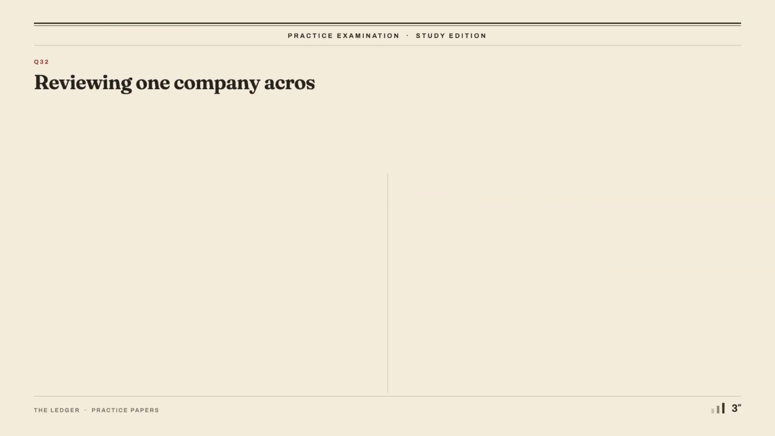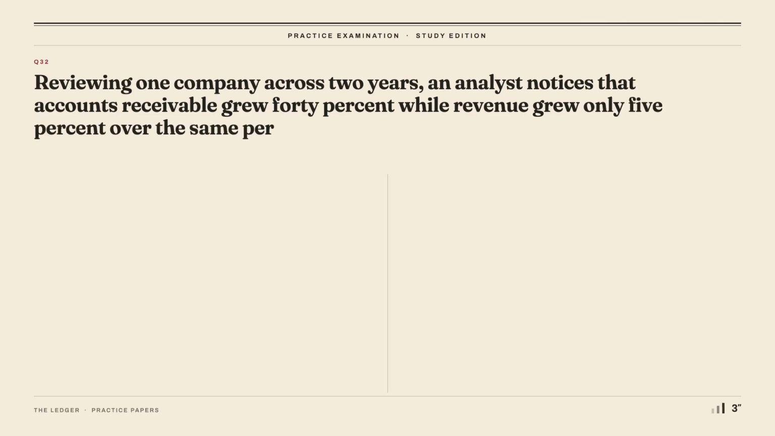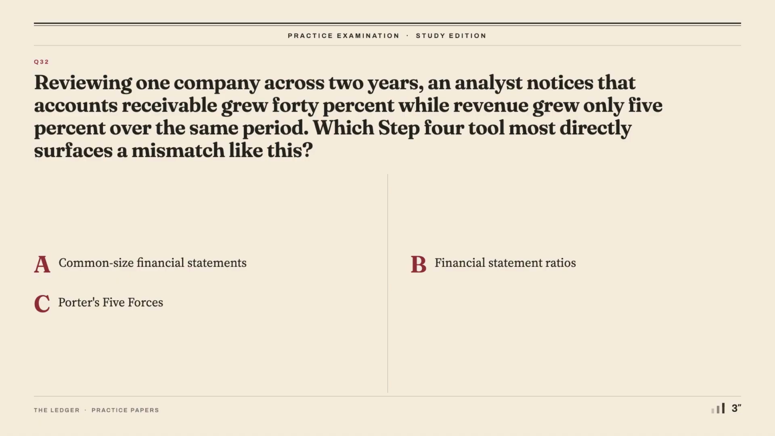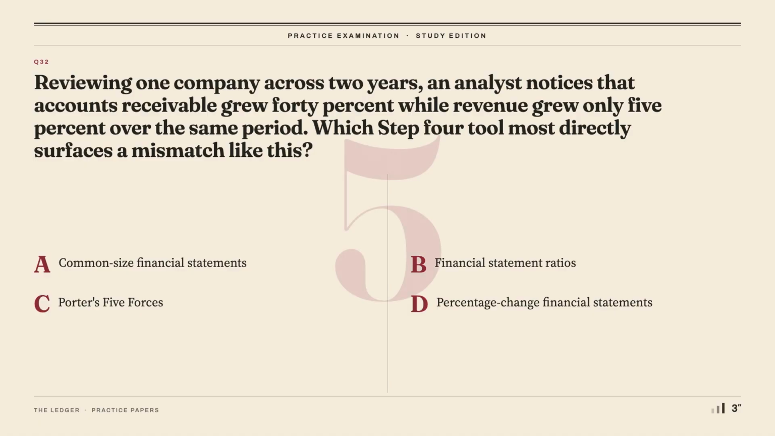Question 32. Reviewing one company across 2 years. An analyst notices that accounts receivable grew 40% while revenue grew only 5% over the same period. Which Step 4 tool most directly surfaces a mismatch like this? Your options are A. Common size financial statements, B. Financial statement ratios, C. Porter's 5 forces, D. Percentage change financial statements. Got a guess? Lock it in.